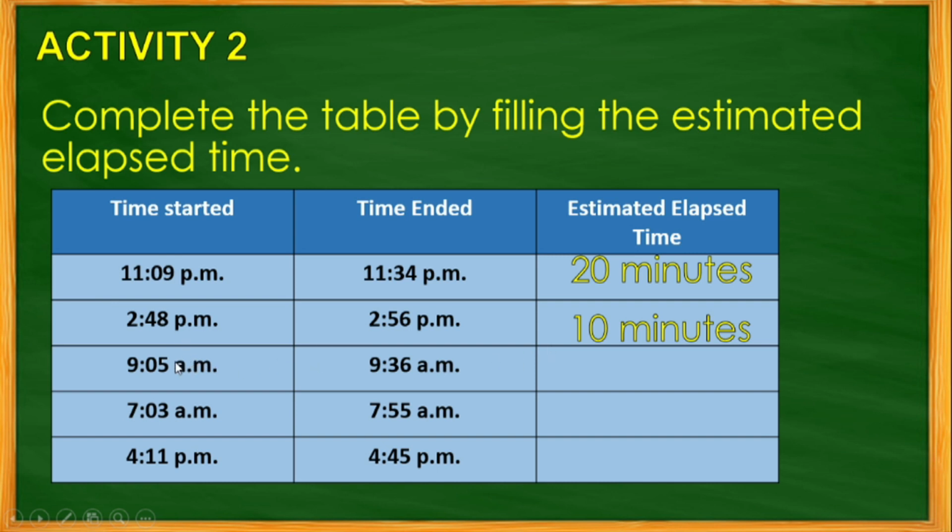Then for this one, the rounded value is 9:10. This would be 9:40. 40 minus 10, the answer is 30. Then this one is 7. Then this one is 8. So the answer is 60 minutes. Then this one is 4 hours and 10 minutes. This one 4 hours and 50 minutes. So the answer is 40 minutes. So that's very easy to answer.